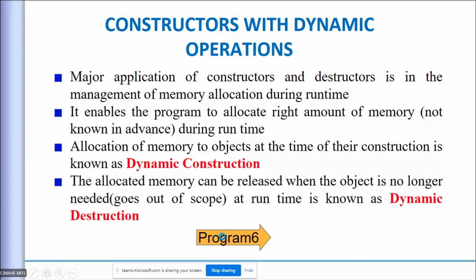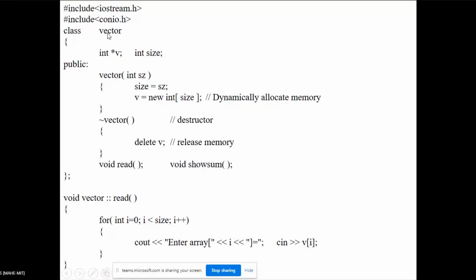So in this case, you observe here, it is a vector. Okay, so I have created a pointer. This is an integer type of pointer, and there is a size, which is also integer type. So what is this vector? The same name is repeated, so it is going to be the constructor for us.